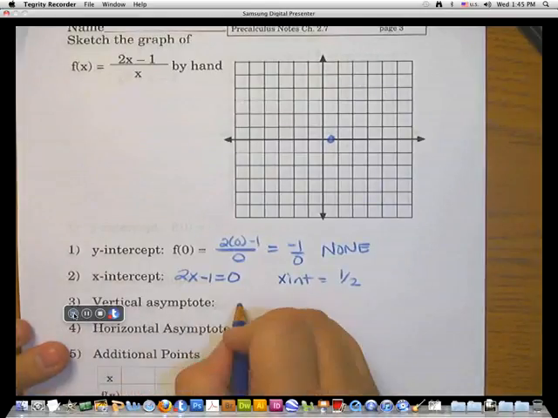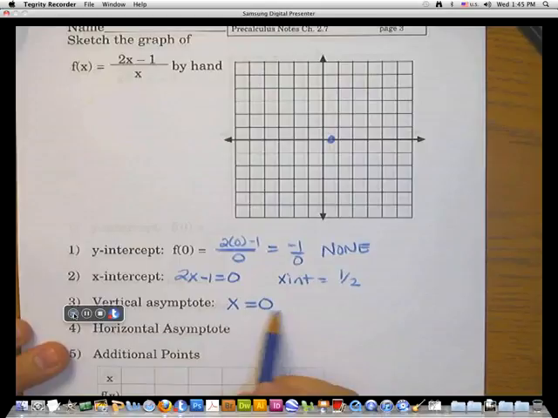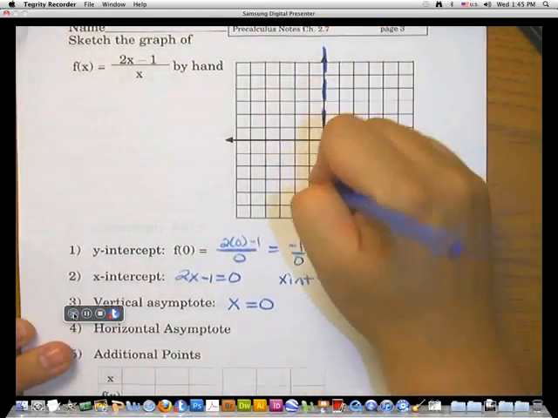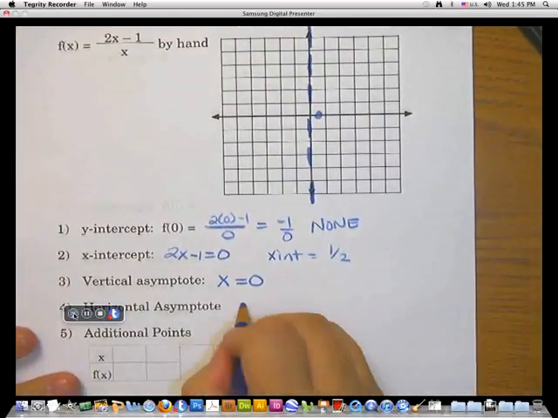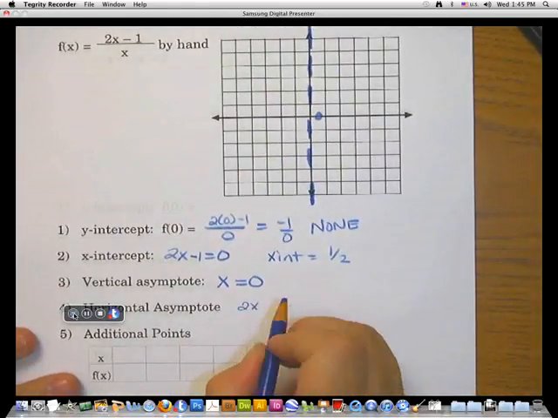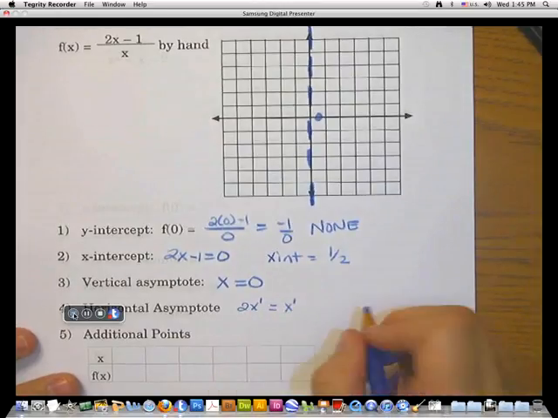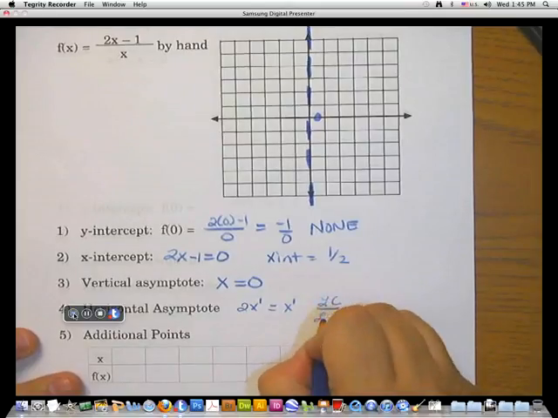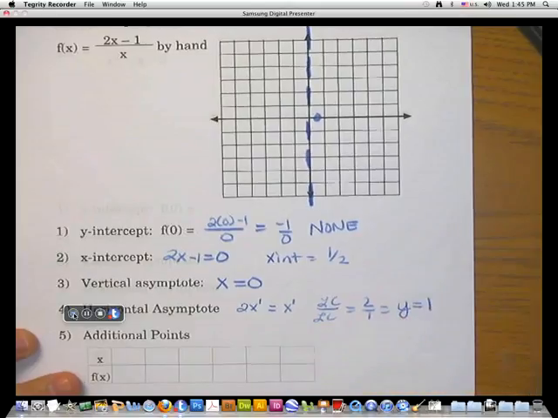The vertical asymptote is when the denominator is equal to 0, and there's nothing to solve there. So x is 0 is our vertical asymptote. The horizontal asymptote is based on the degree, so 2x, degree of 1, is equal to x, degree of 1. Therefore, the horizontal asymptote is the leading coefficient over the leading coefficient.